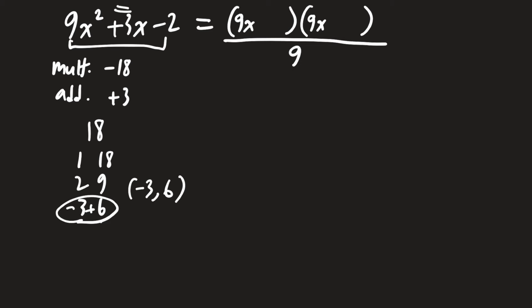It's negative 3 and positive 6. And what am I going to do? I'm going to plug in negative 3, positive 6. The order doesn't matter here.